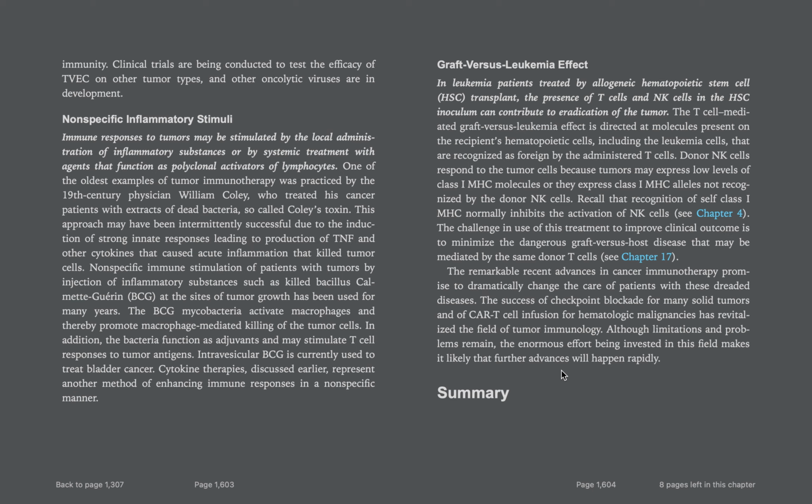The challenge in use of this treatment to improve clinical outcome is to minimize the dangerous graft versus host disease that may be mediated by the same donor T cells.